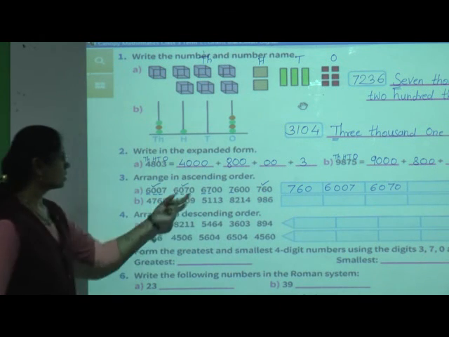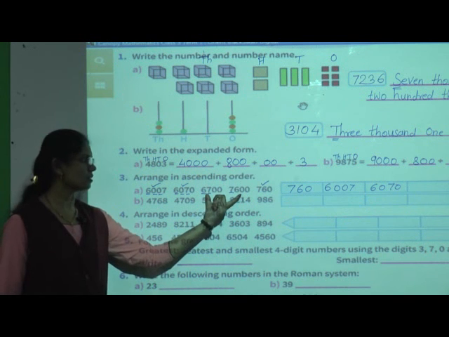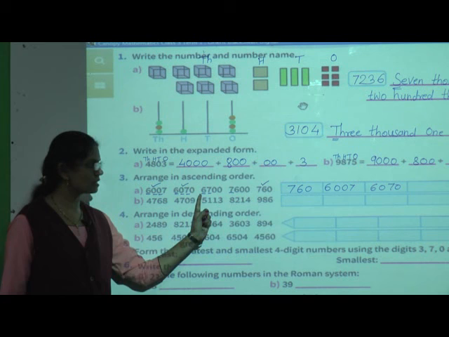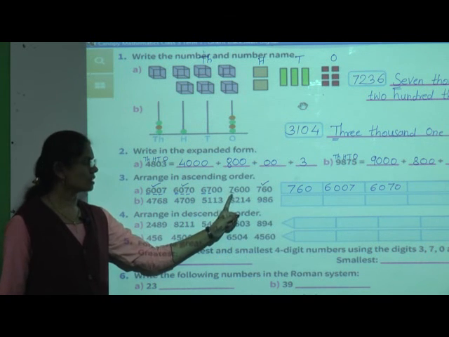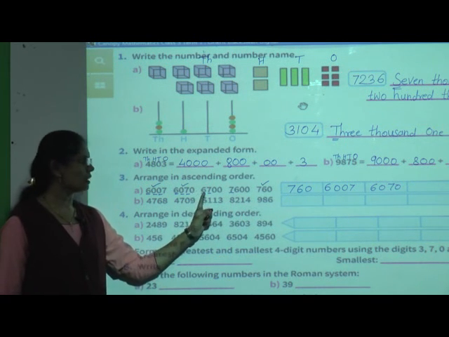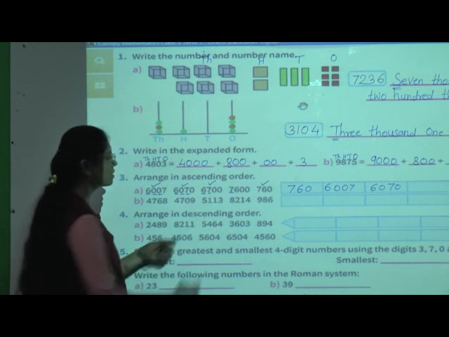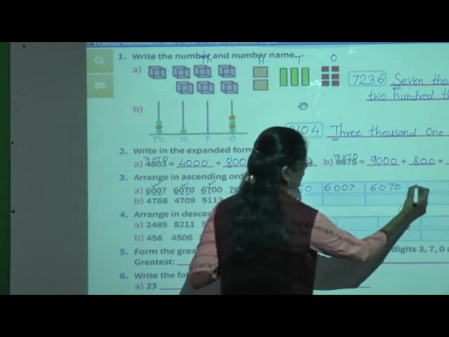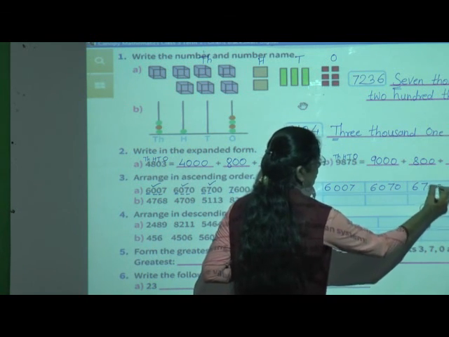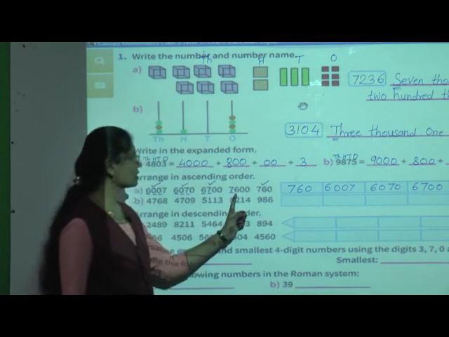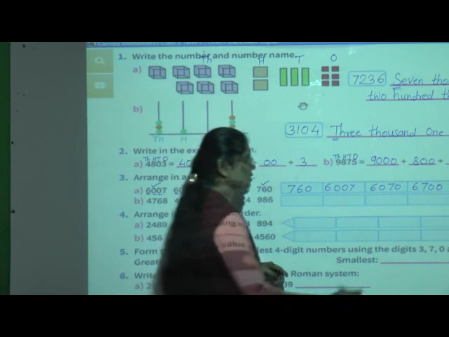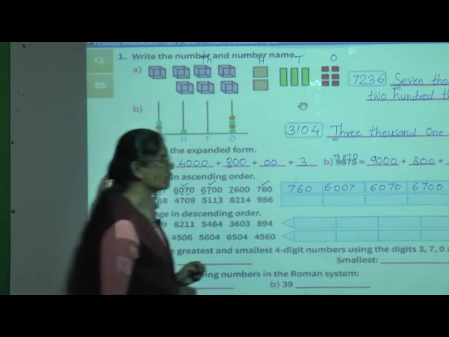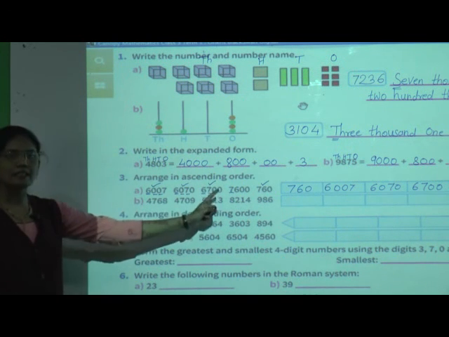Now see students, which 2 numbers are remaining? Yes, these 2 numbers are remaining. Now see here 6 at thousands place is there, here 7 is there. So 7 is greater than 6. So we will write this number first. Why? Because we have to arrange the numbers in ascending order. So 6700. And at the last, which number is remaining? 7600. So in this way we can arrange the numbers in ascending order.